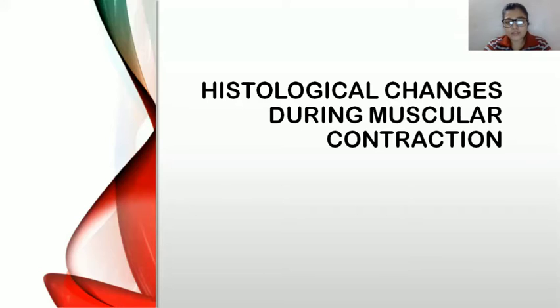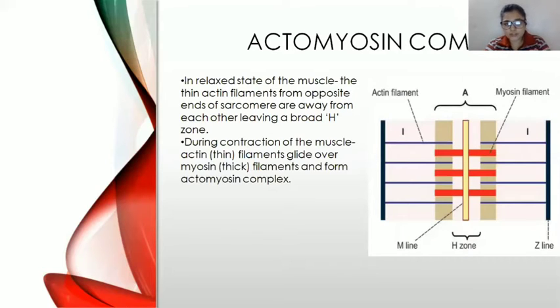Today we're going to continue the topic we started in the previous video, that is, changes occurring during muscle contraction. Today we're going to study the remaining three types of changes. First we're going to see histological changes during muscle contraction. To study that, we have to see what the actomyosin complex is.